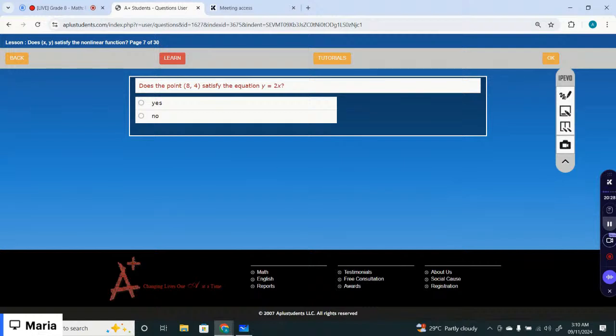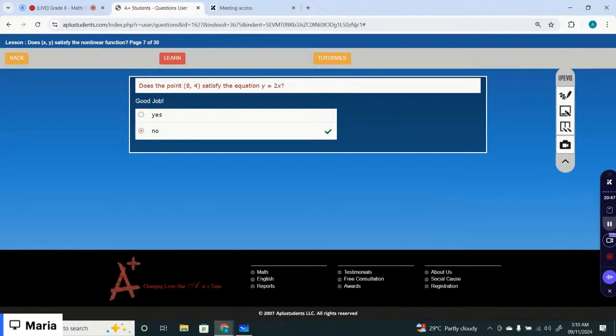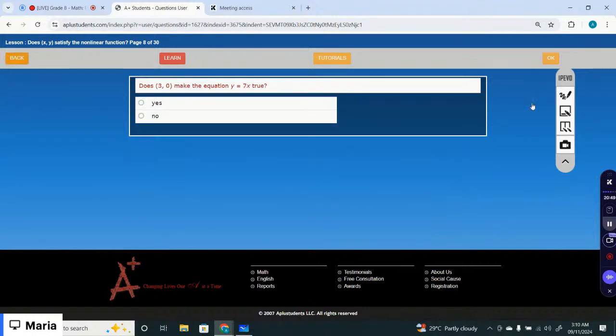Does the point 8, 4 satisfy the equation? The correct option is no. The point does not satisfy the equation. Okay, you can complete the lesson by yourself later today. Let me just move on to the next lesson.